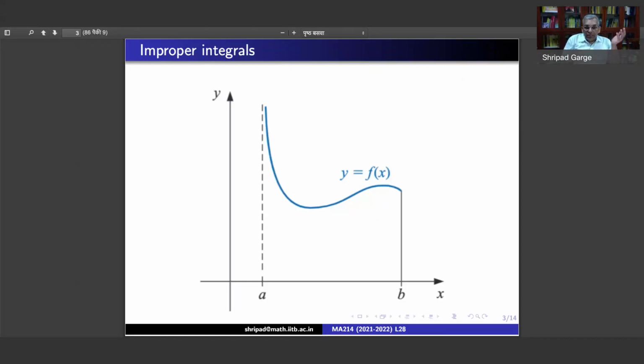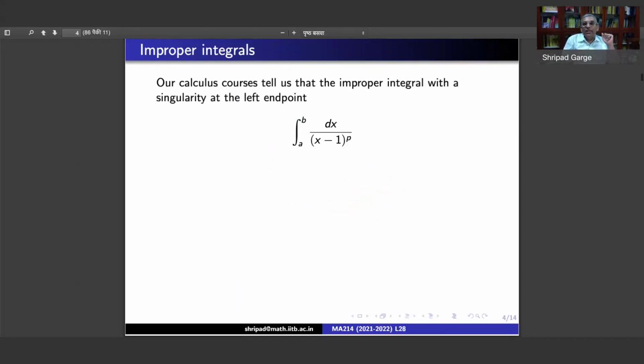Now you have done your calculus courses and you would know that this particular improper integral, dx upon (x minus a) to the power p, this is a typo on the slide, it is (x minus a) to the p, will converge if and only if 0 is less than p, less than 1. Whenever p goes beyond 1, this integral doesn't converge. That is something we know from our calculus course.